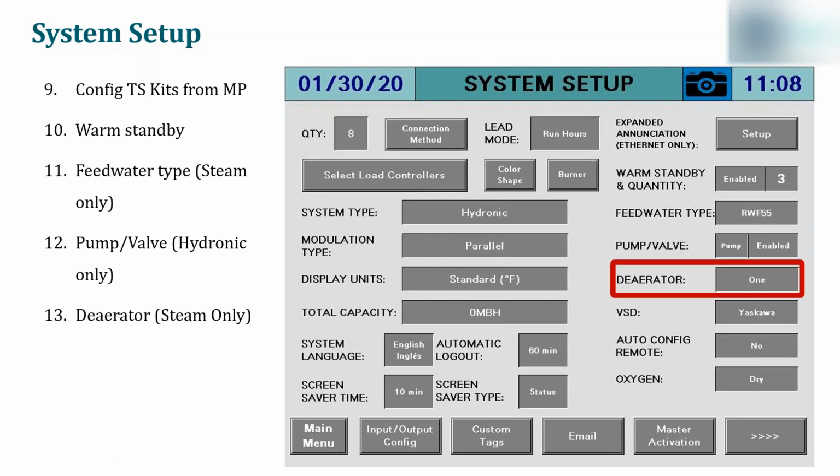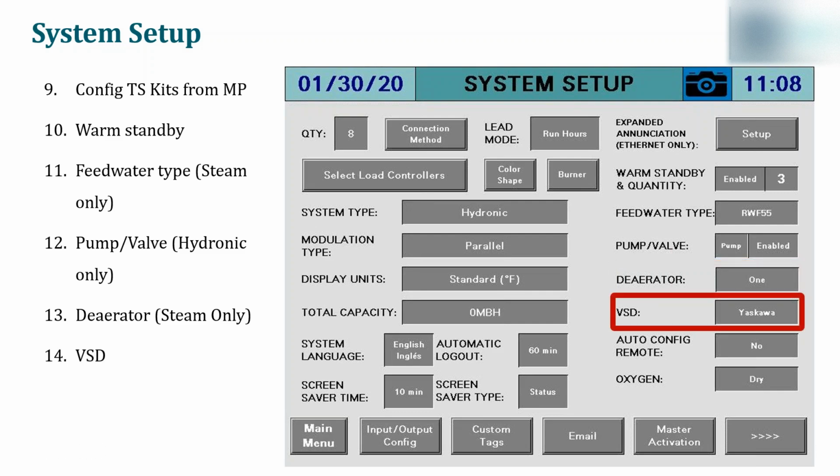Another steam-only parameter here is the deaerator. So if you have a DA panel connected to the master panel, in order for you to view it from the master panel, you have to turn on that option here. So you could say I have one DA panel connected or two DA panels connected, where in a case where maybe you have a deaerator and a surge tank panel, you'd select two here.